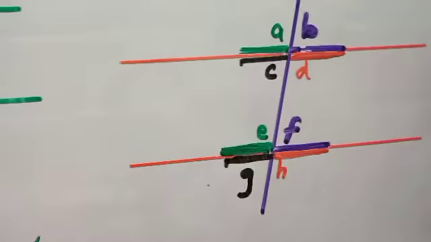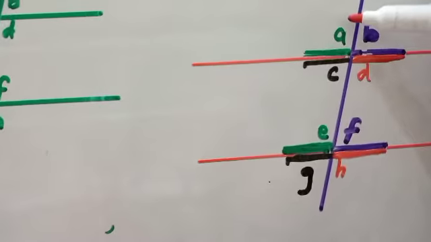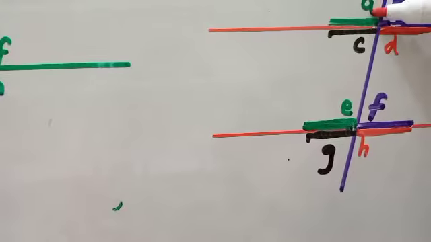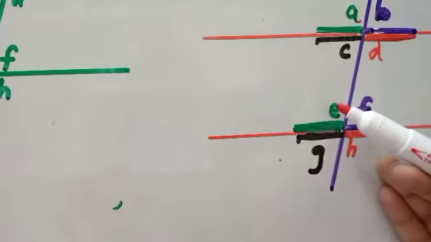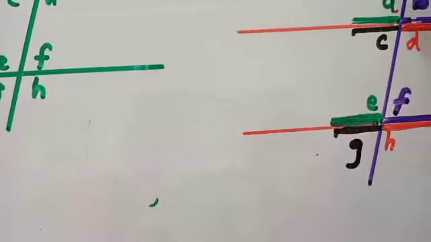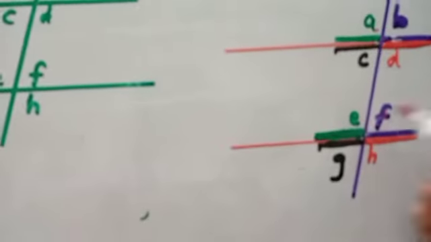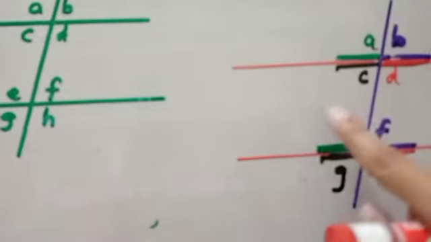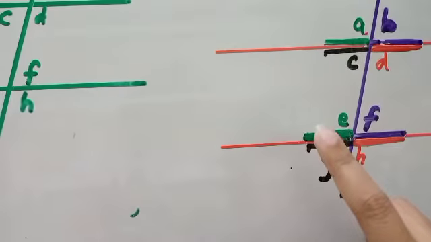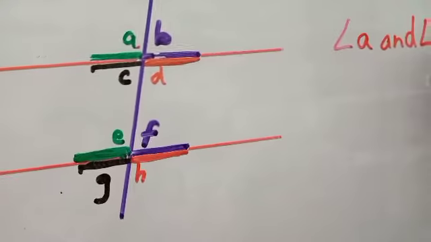What I said is that corresponding angles lie on the same side of the transversal. One will be interior and the other one will be exterior. So angle A and angle E are corresponding angles. Why? Because this is exterior and this is interior. So one is an exterior angle, the other one is an interior angle. Angle A and angle E are corresponding angles.